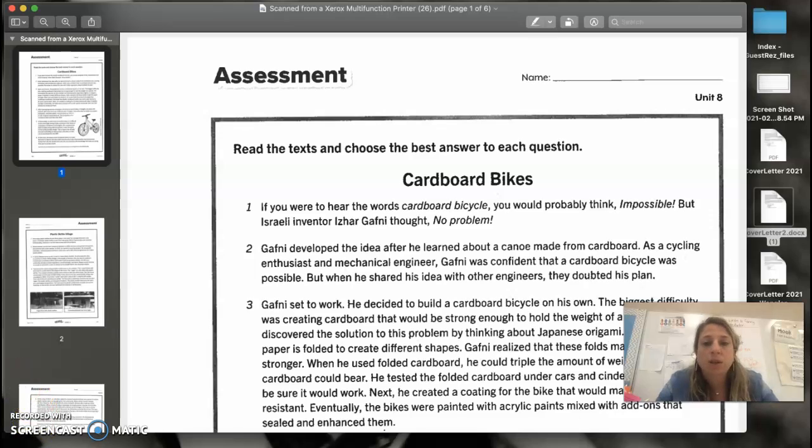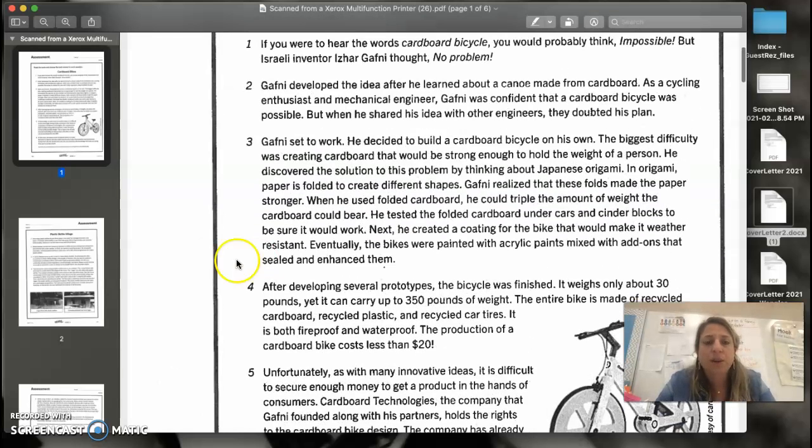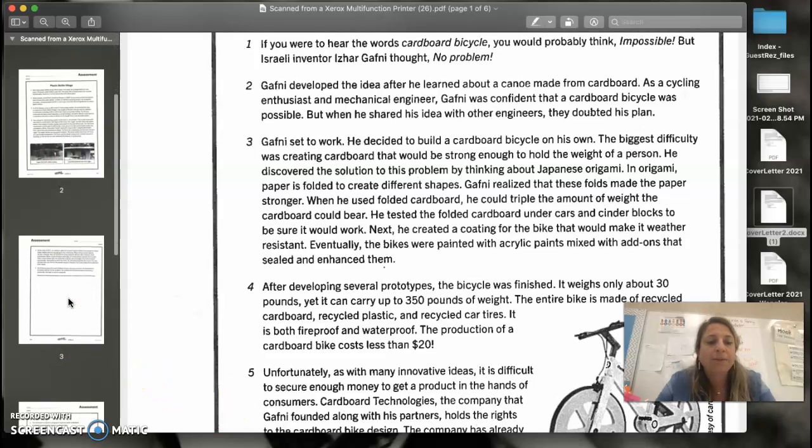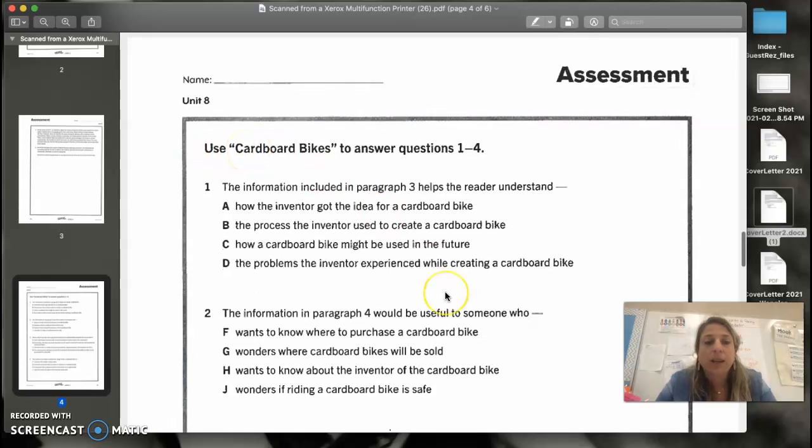So the first story is called Cardboard Boxes. You're going to notice that both of these are nonfiction. So as you're reading, I would be annotating beside each paragraph, maybe just a few key words about what is going on in the story. After we read it, I'm going to go down and do questions 1 through 4 because it goes with the first story.